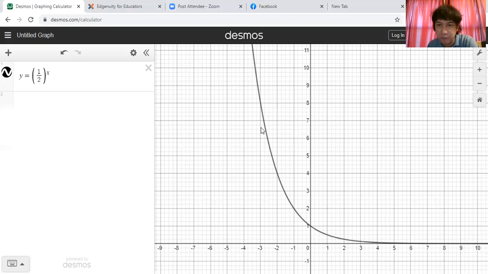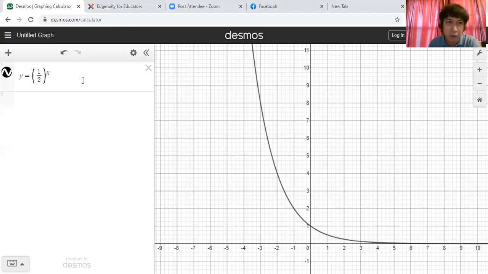So this graph approaches y equal to 0 as you increase your x, but never becoming 0. Okay, so you can see this graph. This is what you call the exponential decay. Okay, so instead of increasing, this one decreases as you increase your input x. So this is what you call the exponential decay, and we can have several examples.